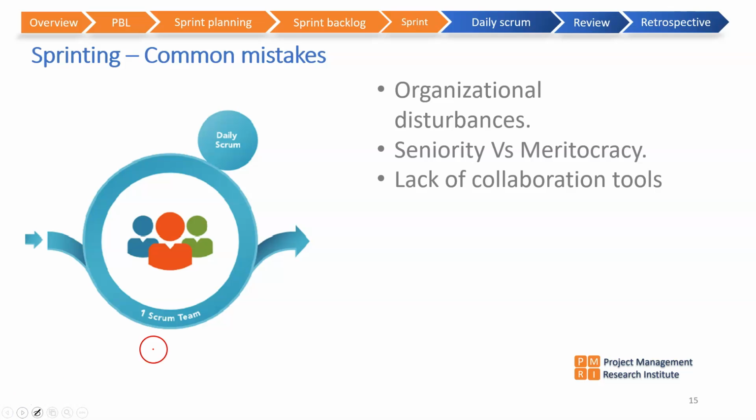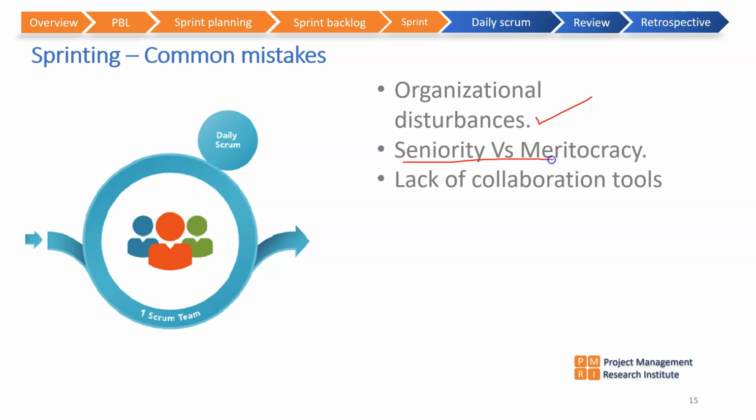And sprinting, some of the common mistakes: when the team is really working on a particular sprint, other organizational disturbances can happen. Team members can be pulled out for working on pre-sale activities or on other projects or for defect-related work or for unnecessary meetings. So the Scrum Master should ensure that the team members are not disturbed unnecessarily, so they can focus on the activities within the sprint.